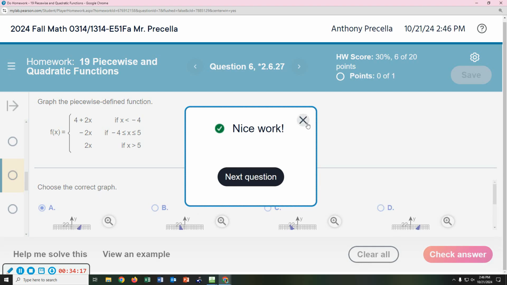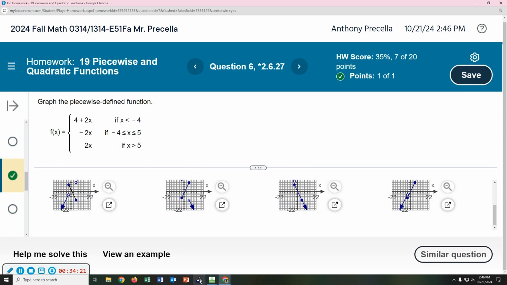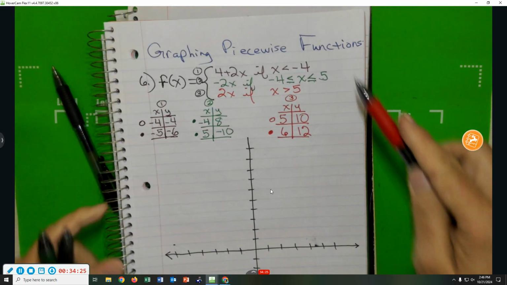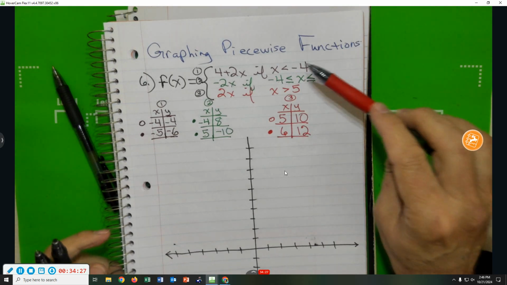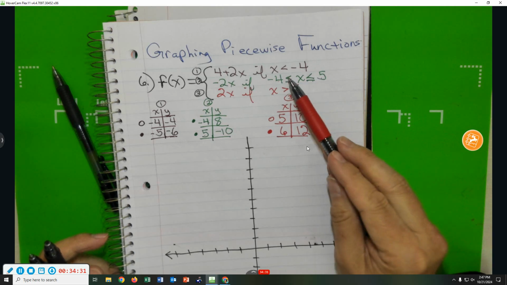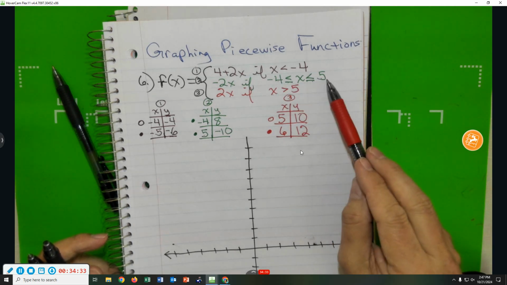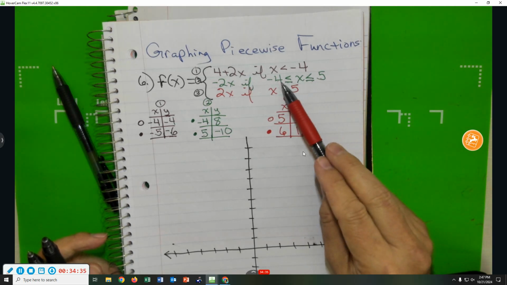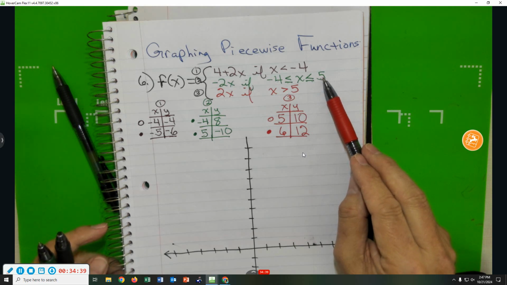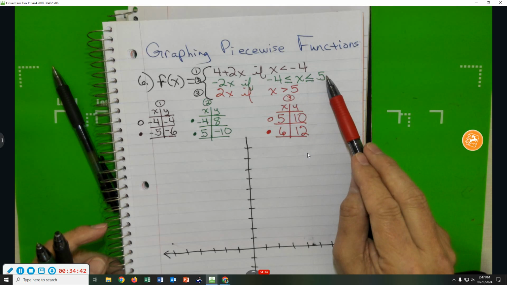We're just plotting points, but we're plotting the points intelligently. We're not just randomly choosing x values to plug in. You have to plug in the cut point. Then you plug in an x value that satisfies that inequality. If it's a compound inequality, you have to plug in both of the cut points, and there are no arrowheads on that piece. There's a definite starting and stopping.